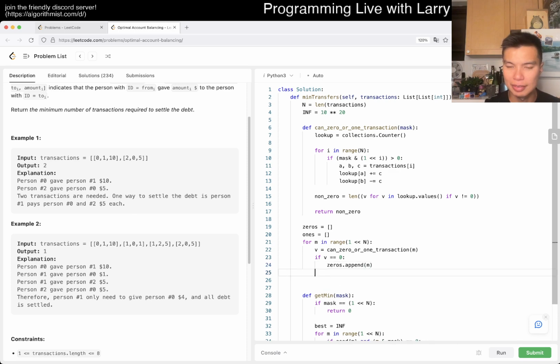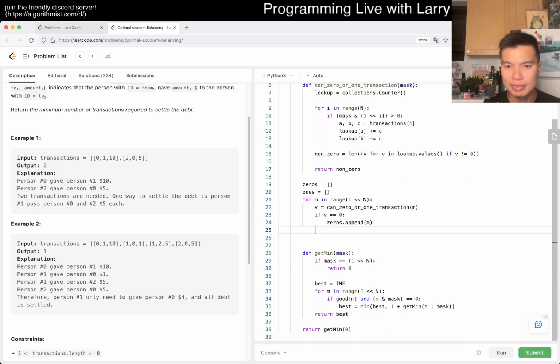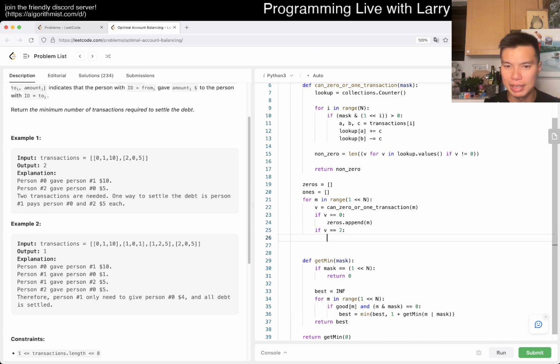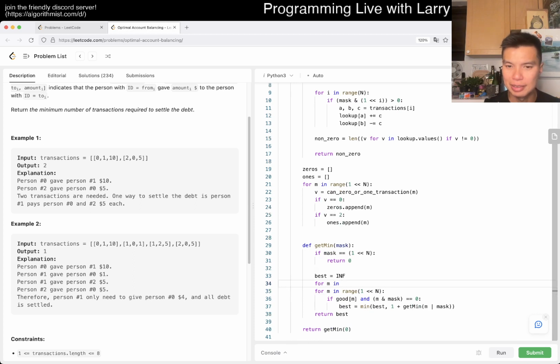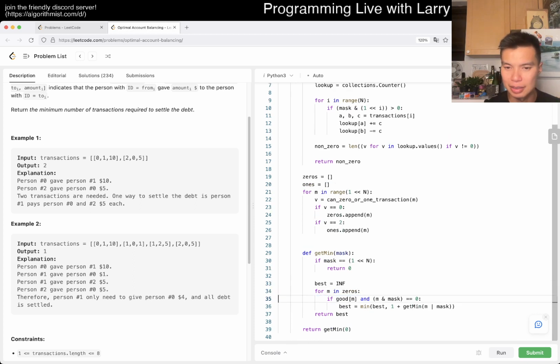And then if v is equal to 2, meaning if one person pays the other, we do it here. I don't know that this is quite good. This feels weird to me, to be honest. But I guess technically this is 1s. But we want to do another one for zeros.